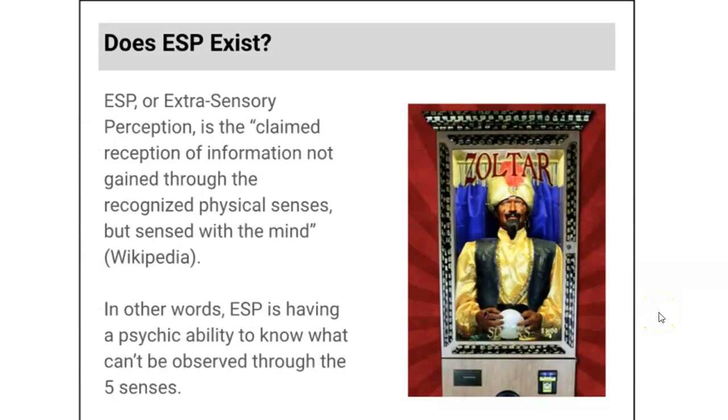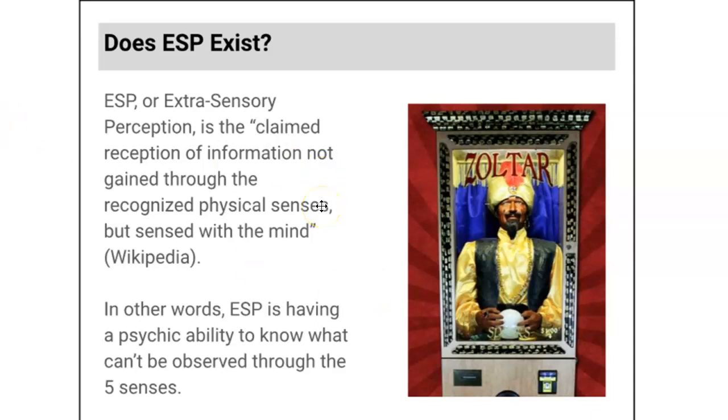Speaking of things that are unlikely, let's talk about ESP. ESP is extrasensory perception. It's something that people have talked about and theorized about for a long time, but there's since been no proof of any type of ESP. It's having a psychic ability to know something that can't be observed through the five senses. For example, if I claimed that I could see you right now watching this video and said, hey, stop eating that candy bar or something like that, then that would be extrasensory perception.